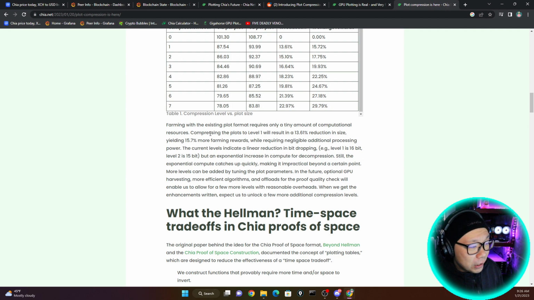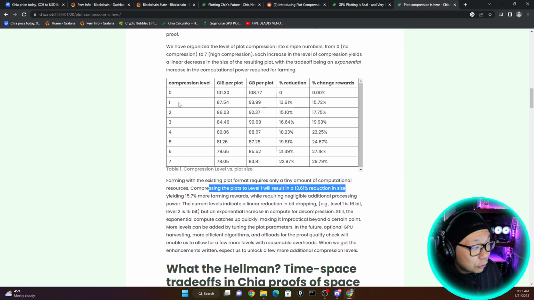All right. Compression plot level 1 will result in a 13.61% reduction in size. That's right here, level 1, because currently we are all here.